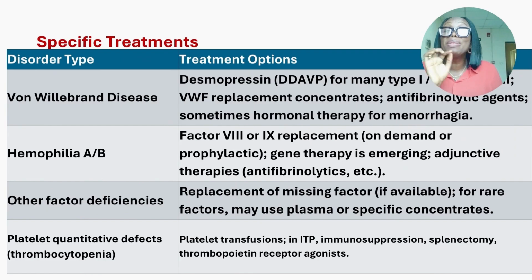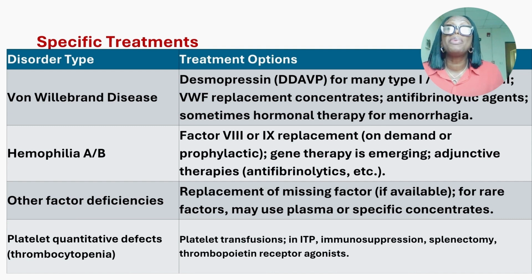But there are also specific treatments in treating bleeding disorders. For patients that have von Willebrand disease, we talk about desmopressin for many types, type 1 or type 2, or von Willebrand factor replacement concentrate, or antifibrinolytic agents. Sometimes the patient can also undergo hormonal therapy for menorrhagia. For hemophilia A or B, we have replacement of the factor that is involved. If it is factor 8 or factor 9, replacement is given on demand or as prophylaxis.